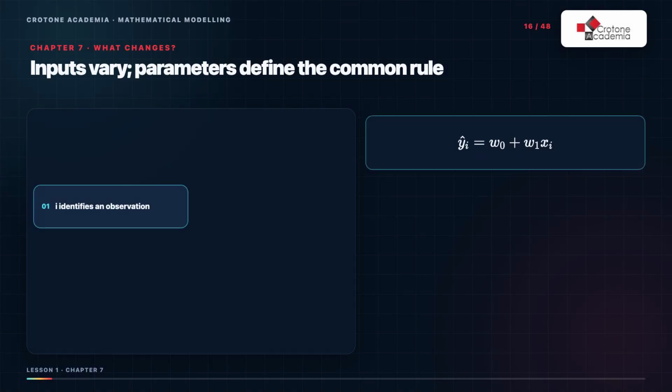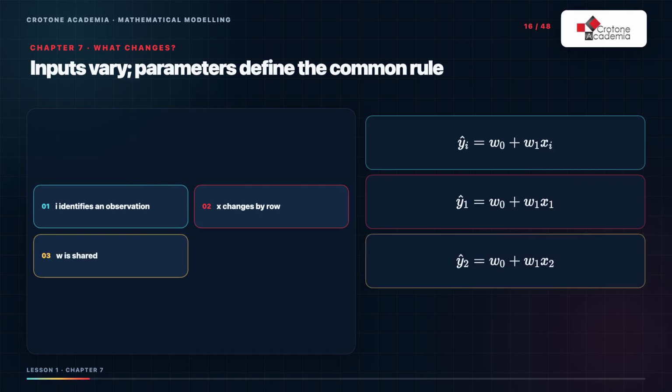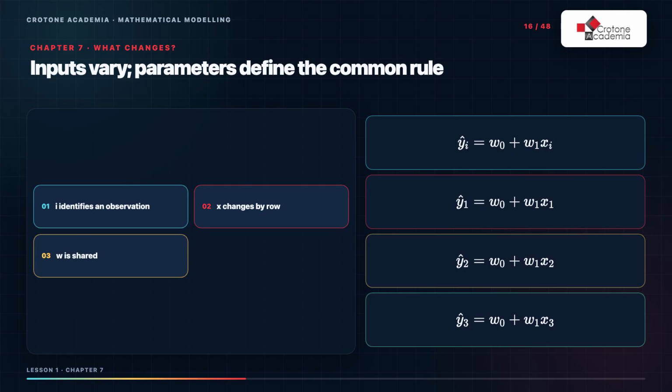Certainly, this subscript i identifies an observation. The input x sub i changes from one observation to another, and the corresponding prediction changes with it. The parameters w0 and w1 are shared. They define the common rule applied to every observation. It would be a mistake to assign unrelated slope and intercept values to each row while still claiming to use one line. Inputs vary between observations. Parameters define the model.